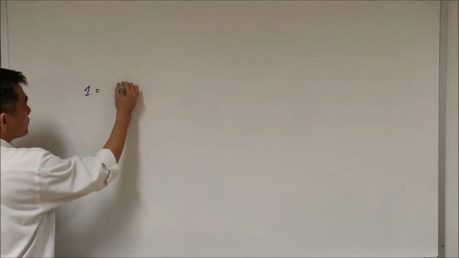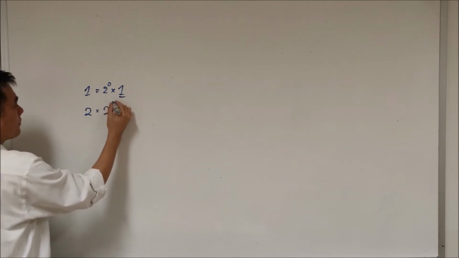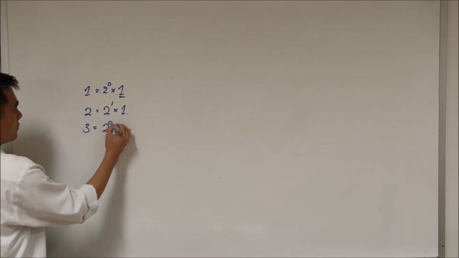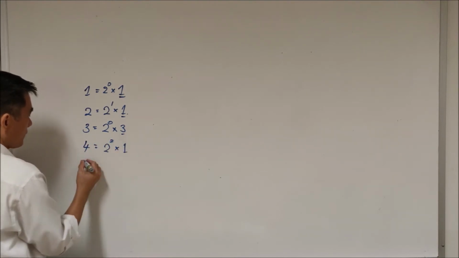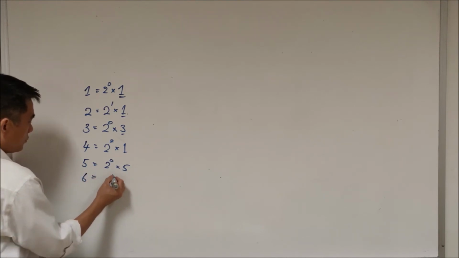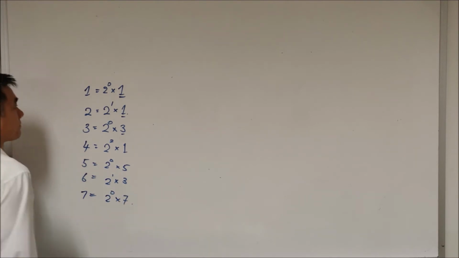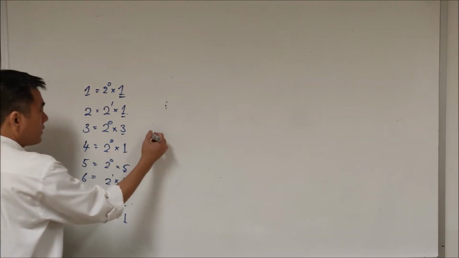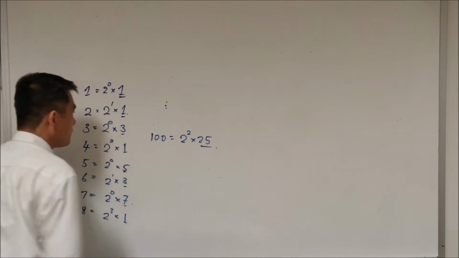So 1 will be equal to just 1. 2 is equal to 2 to the power 1 times 1. 3 equals 3. 4 equals 2 squared times 1. 5 equals 5. 6 is equal to 2 times 3. And 7 equals 7. 8 equals 2 cubed times 1, and so on and so forth until 100, which is equal to 2 times 2 times 25.